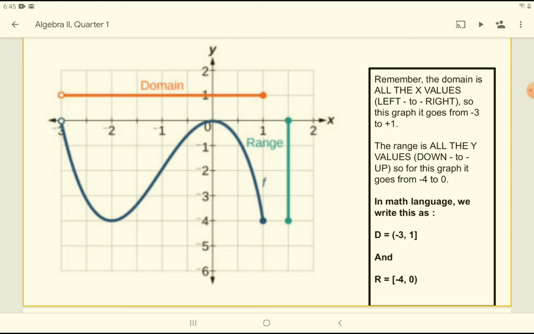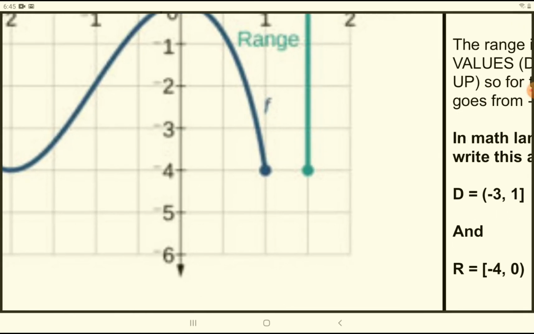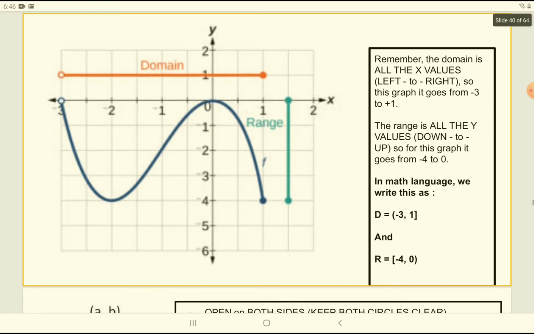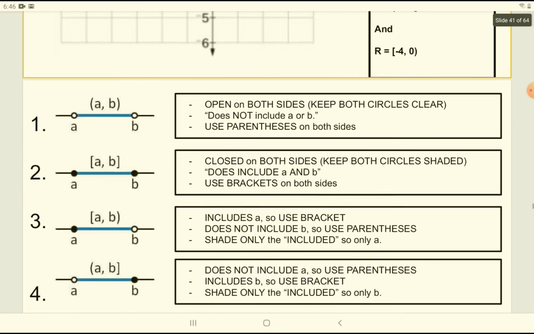So in math language, we write the range at the very, very bottom. We write it as R equals bracket -4. So remember, the bracket goes with a closed circle, and the parentheses goes with an open circle. Okay, and so this open circle also goes for the 0. Excuse me. So that's how we write it in the bold at the bottom. That's how we denote the domain and the range in math language.